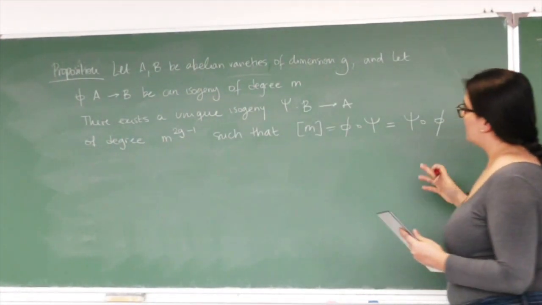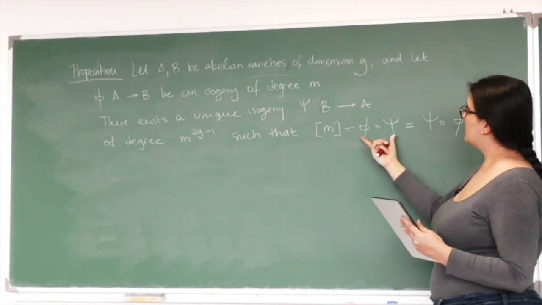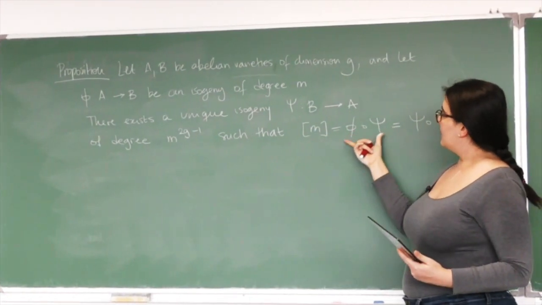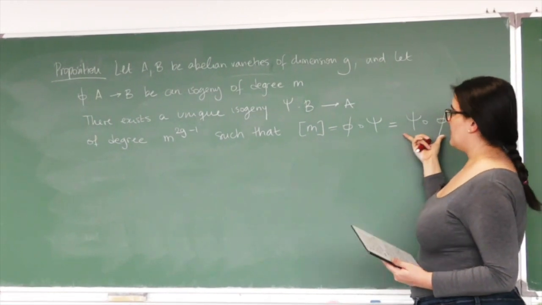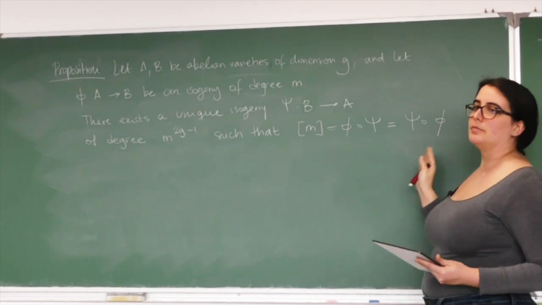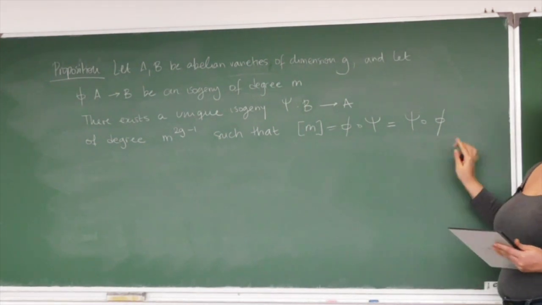Here I'm doing a bit of an abuse of notation because on this side I'm referring to the multiplication by m on the abelian variety A, and here the multiplication by m on the abelian variety B. So it's not actually an isogeny, but let's accept the abuse of notation.